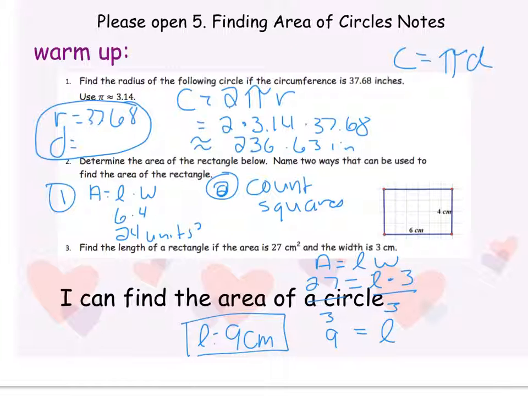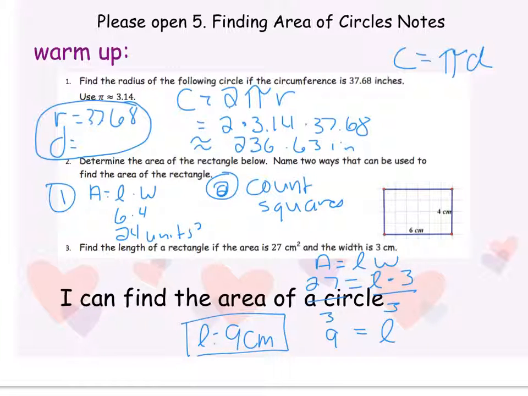We're switching gears because of area, so I want to get you back to something you're familiar with, and that is the area of a rectangle. So it says determine the area and name 2 different ways that can be used to find the area. So the first way I used was the formula, area equals length times width. So I did 4 times 6 to get 24 units squared, or 24 square units. The other way you could find it is to actually just count up the squares, okay?